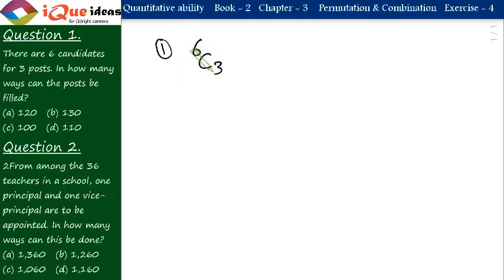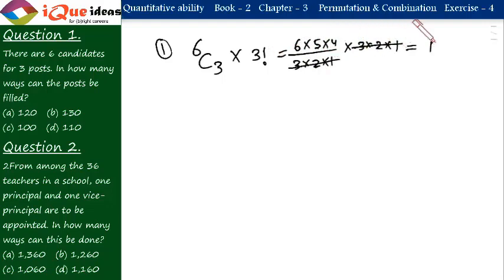So that can be done in 6C3 ways. And then multiply it by the number of ways in which the 3 selected candidates can be arranged over 3 posts. Now the arrangement can be done in 3 factorial ways. Alright. So if you calculate 6C3, it will be 6 into 5 into 4 divided by 3 into 2 into 1, and 3 factorial is 3 into 2 into 1. So 3 into 2 into 1 is cancelled and we will have 6 fives are 30 into 4, 120.